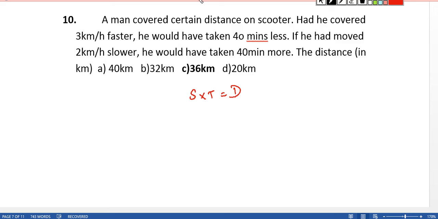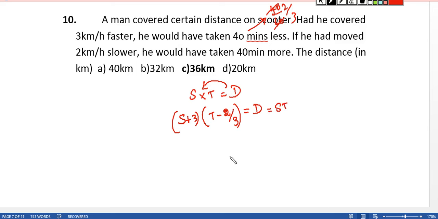Now what happens? Had he covered 3 km per hour faster, so if the speed had been s plus 3, he would have taken 40 minutes less. Let's convert 40 minutes into hours. 40 by 60, that is 2 by 3. So the time taken would have been 2 by 3 less. That would have been distance d. So what is distance d? Distance d is nothing but speed into time, right?